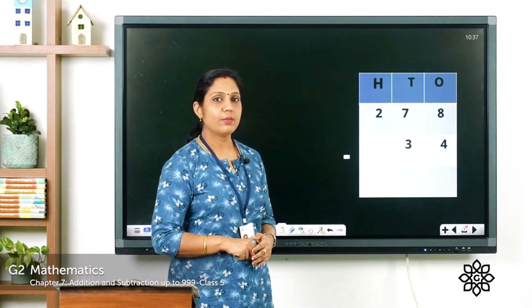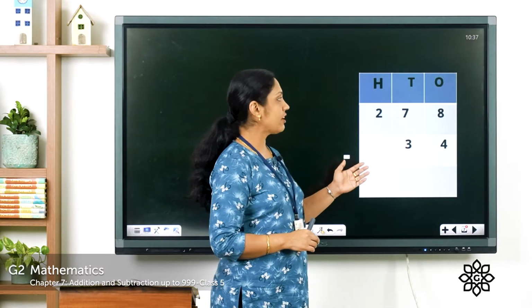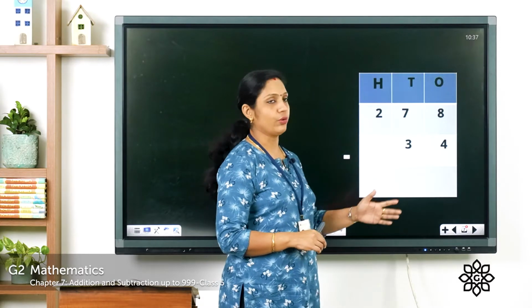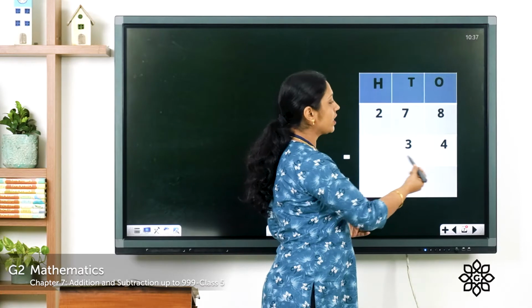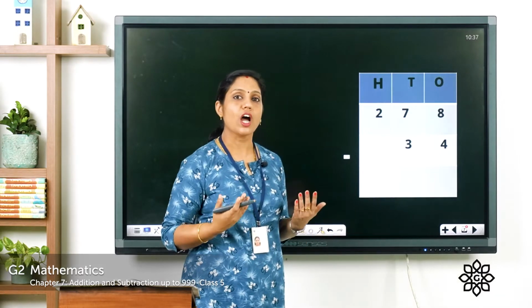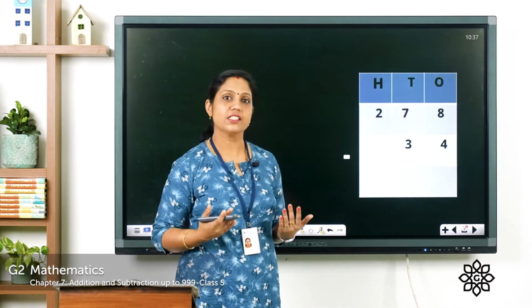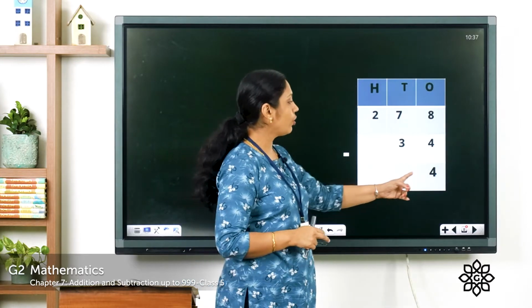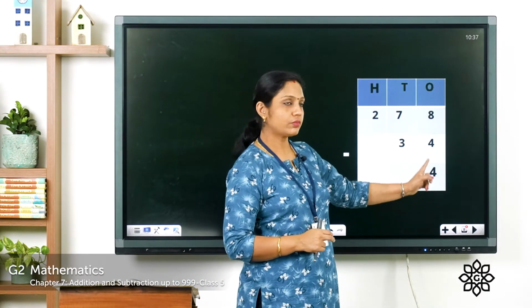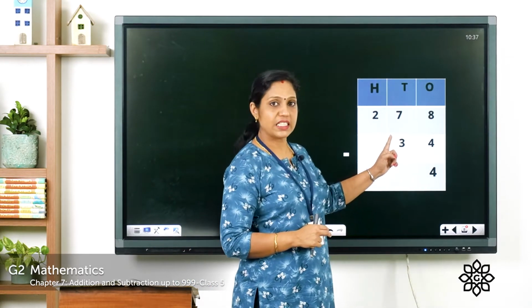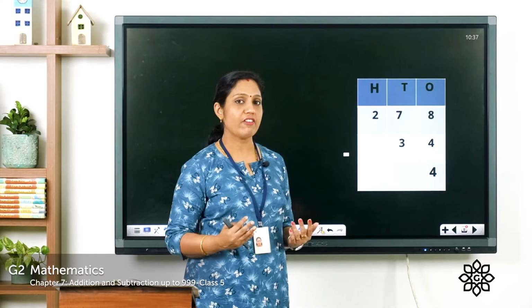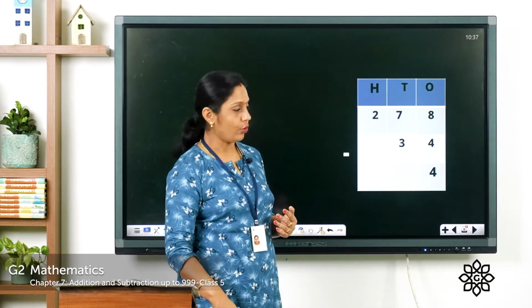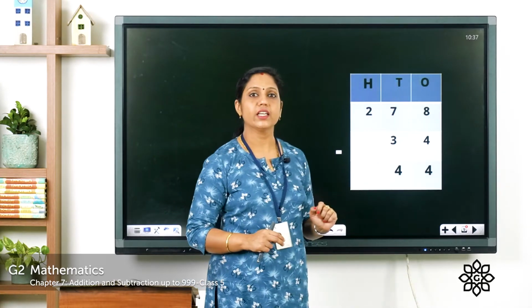Let's have a look at this number. It is 278 minus 34. So let's start from the ones position. We have 8 minus 4 in the ones position. How much is 8 minus 4? It is 4. So we have to write 4 here in the ones place. Now let's look at the numbers in the tens place. We have 7 minus 3. How much is 7 minus 3? It is 4. So 4 we write here in the tens place.